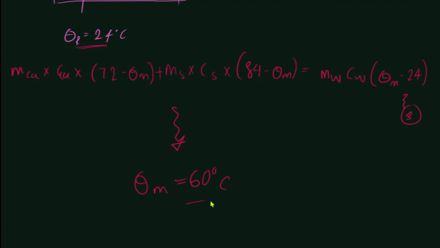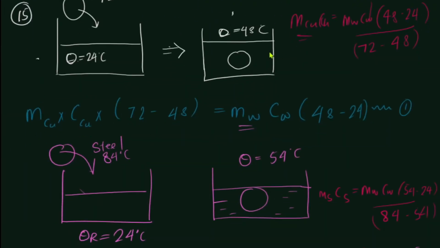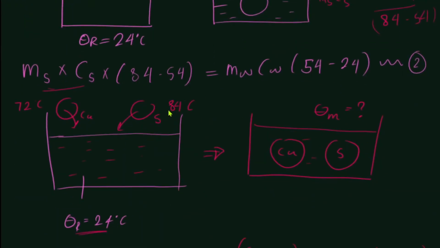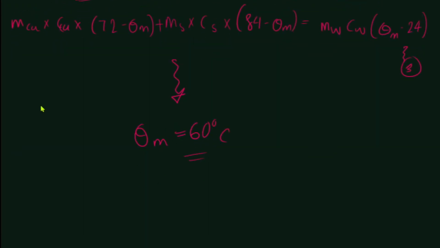So although this seems to be a very complex question, like a lot of data was given, it's quite easy, right? What you have to do is, from the first equation, make m_Cu c_Cu, the mass of the copper and specific heat capacity of copper, the subject. In the second process, you make the mass of steel and specific heat capacity of steel the subject. If you substitute both, m_W c_W gets cancelled out in all these cases, and you are going to get theta m to be 60 degrees, right? So I guess that is quite clear, right?